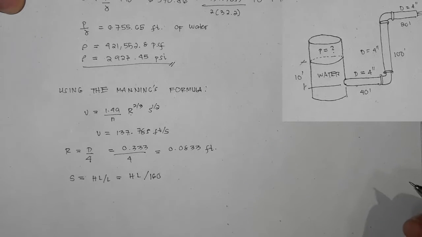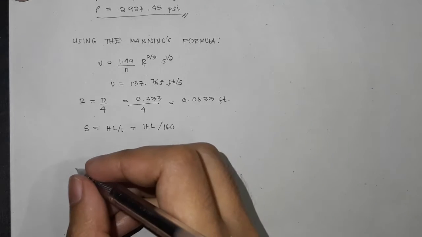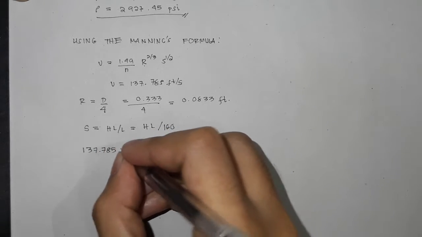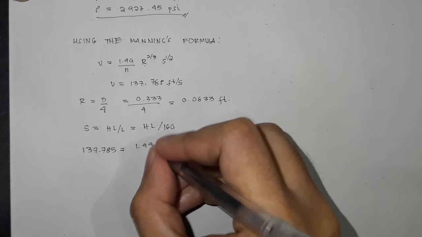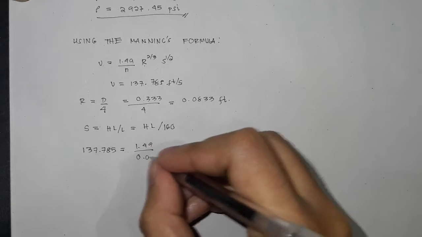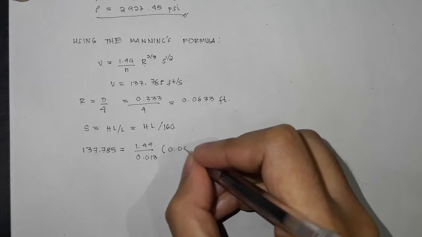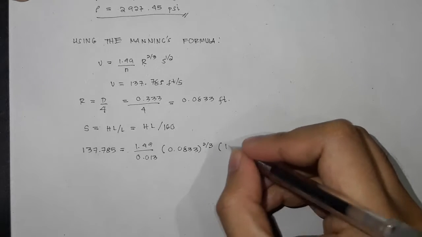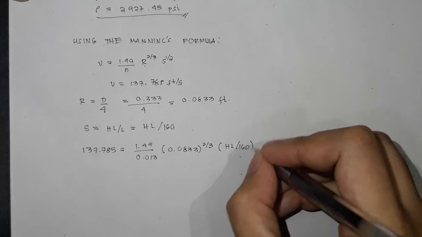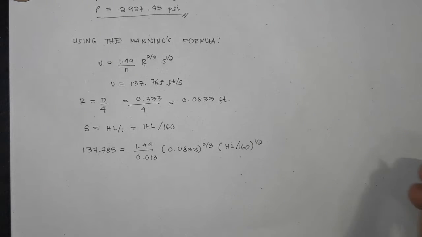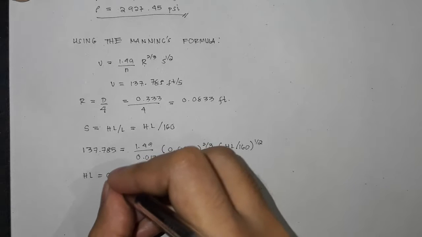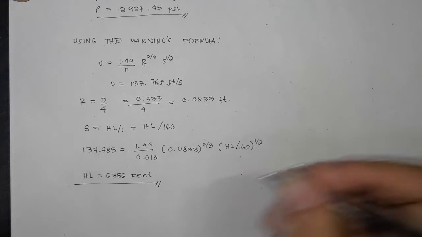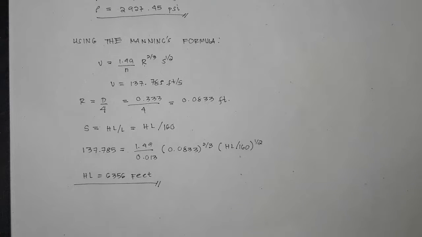The slope is equal to head loss over 160 feet. This is where you substitute the given into the formula we are using, where V is equal to 137.785 equals 1.49 over 0.013, multiplied by the hydraulic radius, which is 0.0833 raised to 2/3. S is equal to HL over 160, so we use HL over 160 raised to 1/2. HL will then be 6,356 feet.